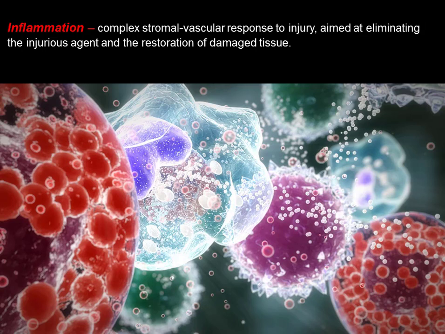Inflammation is a complex stromal vascular response to injury aimed to eliminate the injurious agent and to restore the damaged tissue. There are a few aims of inflammation. First purpose: delimitation of the area of damage. Second, destruction of agents that cause inflammation. And third, restoration of damaged tissue, repair.